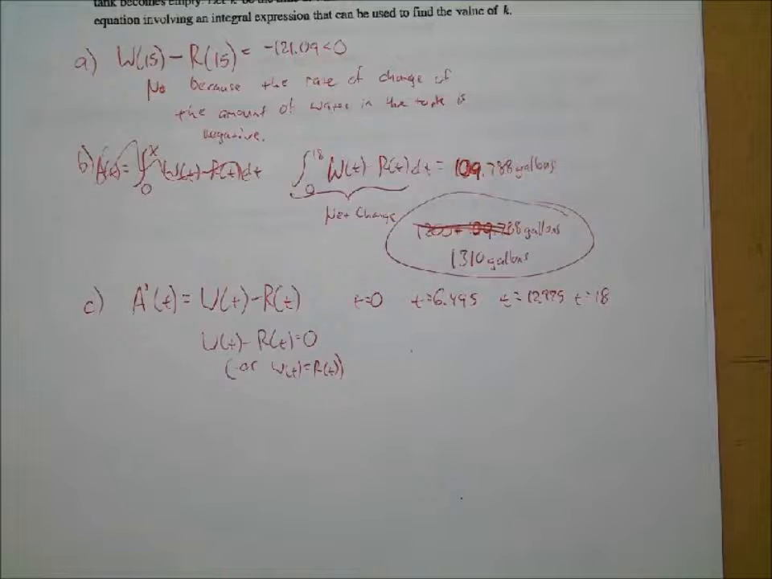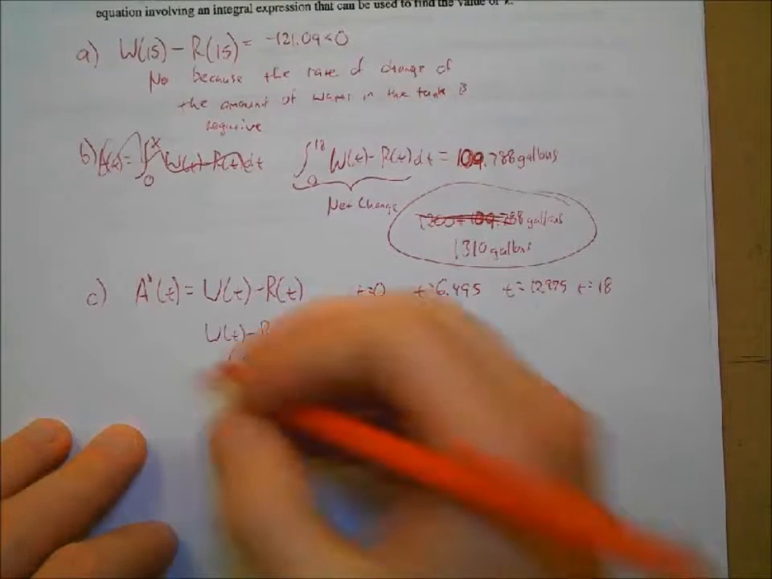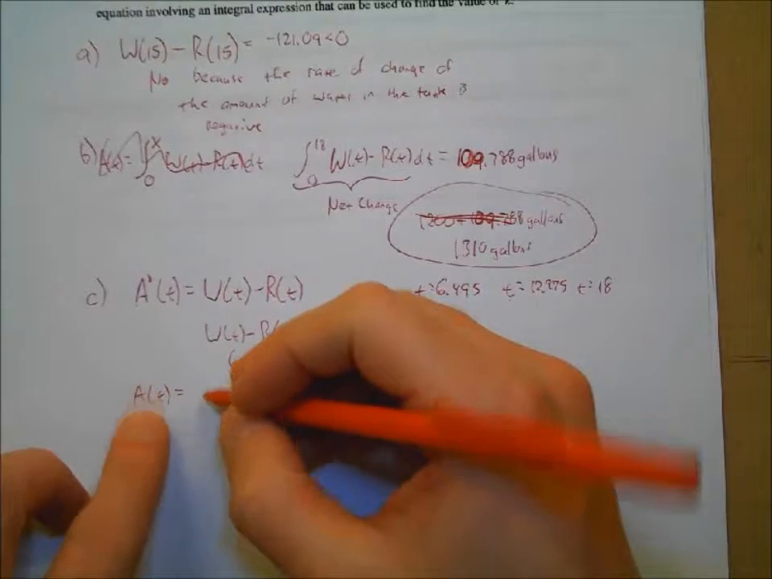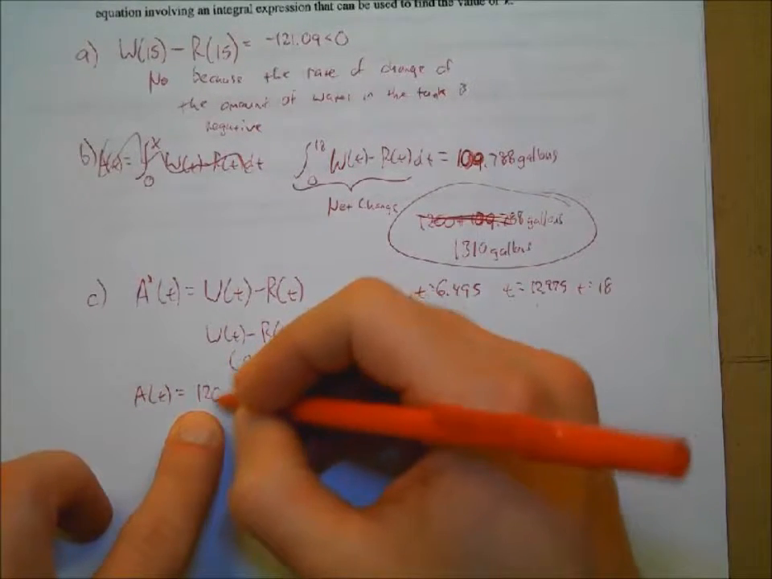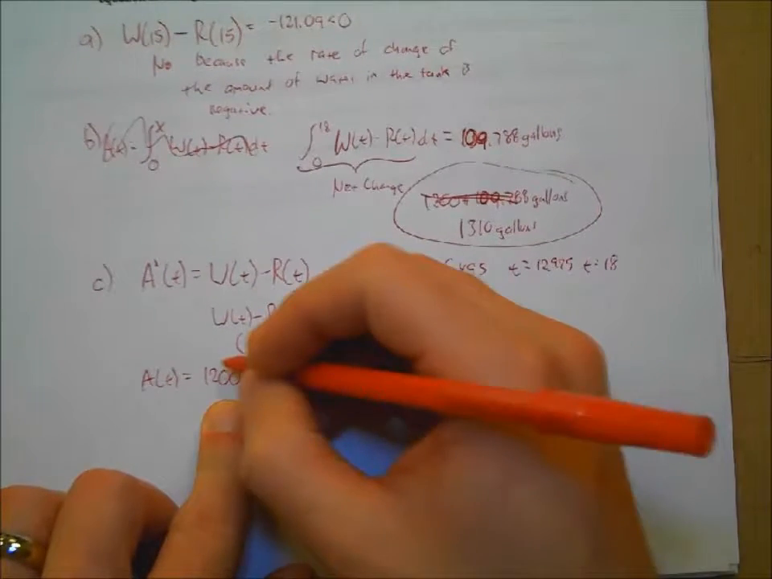Okay. And so now we need to figure out which of these gives us the greater value. Okay, which of these is going to give us the greater value? So we've got to plug these back into our original function. So let's think about what that would be. It would be A of T, the amount of water in the tank. Okay, it started with 1,200 gallons in it, and that was at time T equals 0.